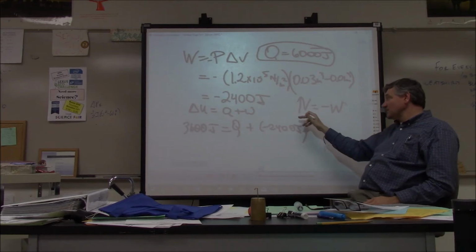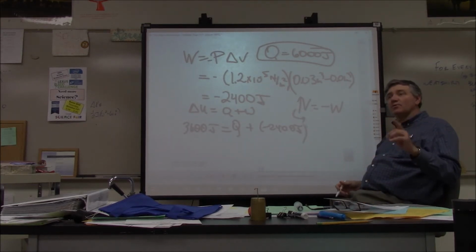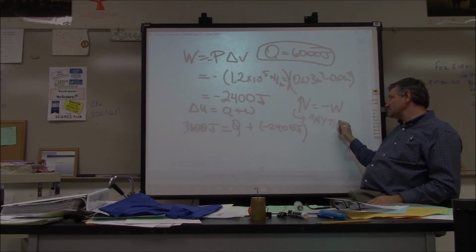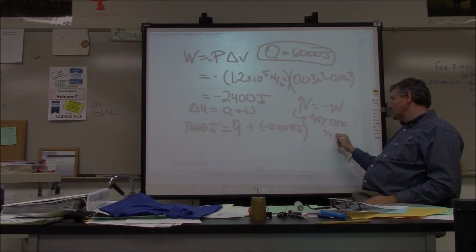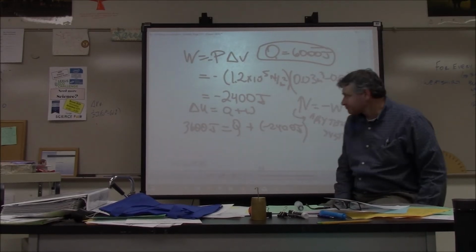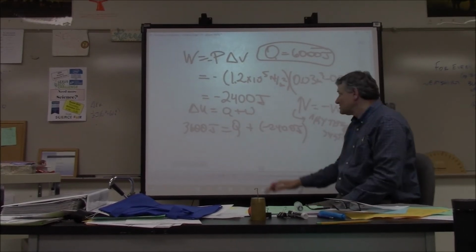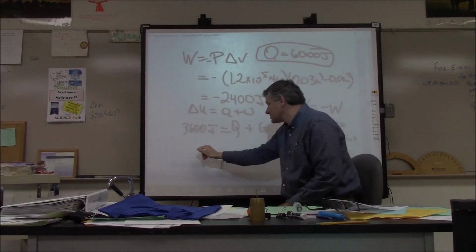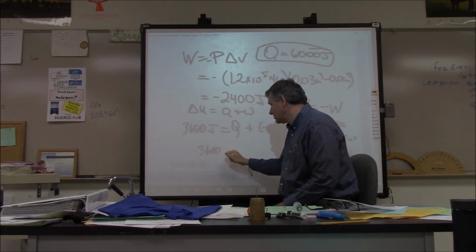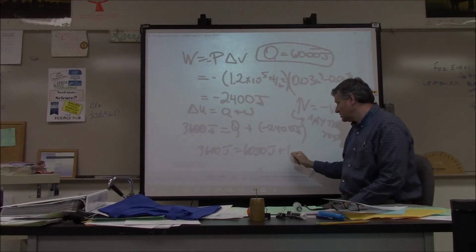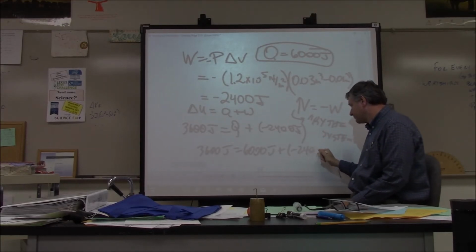So the preposition that goes with this is that we say that work is done by the system. So if you see the words "by the system," that means that this volume has gotten bigger. So here's the analogy that I can make. We said that Q was going to be 6,000. So here's what's going to happen. 3,600 joules is going to equal 6,000 joules plus a negative 2,400 joules.